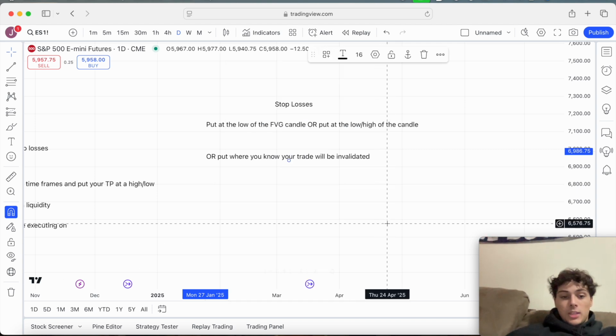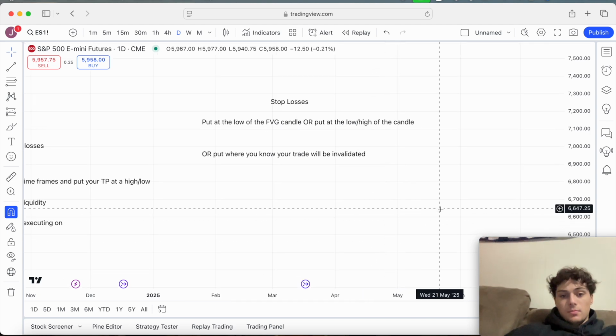So stop loss is going to be a little bit simpler. You're either going to put the low of your fair value gap candle, or you're going to put it at the low slash high of the candle. So like a low or a high of a candle. Or you're going to put where you know your trade will be invalidated.